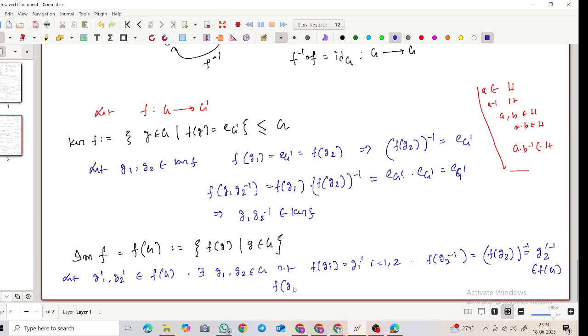Also f of G1 G2 is nothing but f of G1 times f of G2, that is G1 prime times G2 prime. So this is inside what? F of G again, right? Because this is of the form f of something. So this is also a subgroup of G prime, okay?